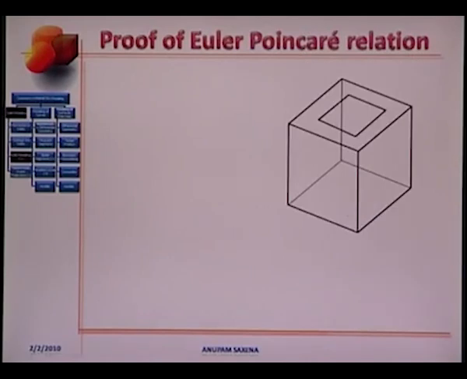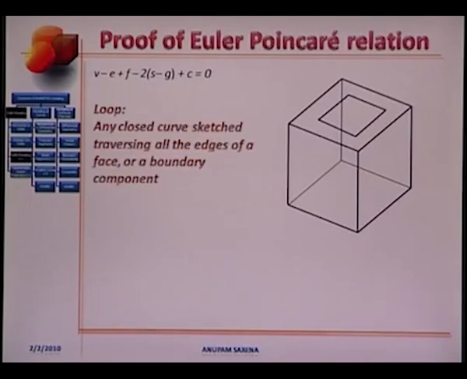We come back to polyhedral solids with the same relation that we had derived, or we had proved informally, of course, last time. And we try to understand what a loop is more formally. A loop would be any closed curve sketched by traversing all the edges of a face or a boundary component.